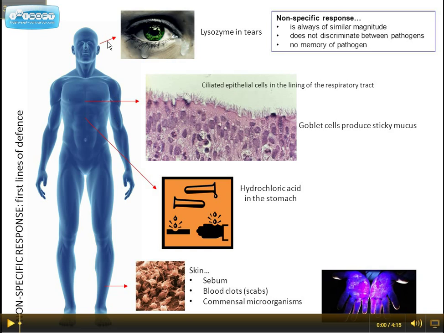On the outside, our skin covers the entire body and produces a mild antiseptic oil known as sebum. If it's broken, the skin can be healed using blood clots, where platelets in the blood stick together to seal the wound. But it's also home to a huge number of commensal, friendly microorganisms that actually use up the nutrients and space that pathogenic organisms might otherwise take advantage of. And because of the competition between the pathogenic and the commensal microorganisms, we actually keep pathogenic numbers relatively low.